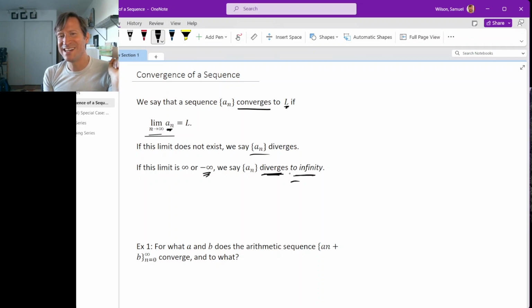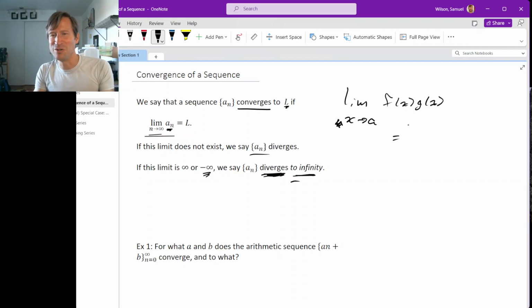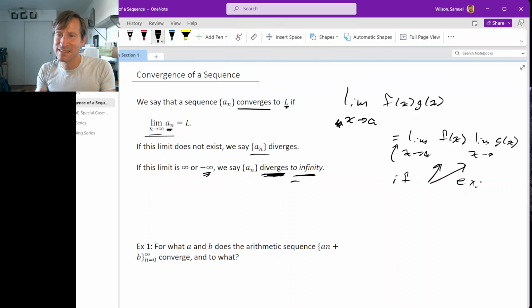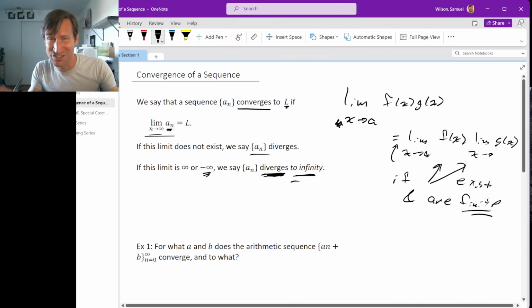The reason that going to infinity counts as diverging is because if you remember back to your limit laws, back when you learned about limits, one of our limit laws, just as an example, was the limit as x goes to a of f of x times g of x is equal to the limit as x goes to a of f of x times the limit as x goes to a of g of x. But this is only true if those two limits exist and are finite, right? So infinity doesn't give you the nice behavior that you would like from limits, and that's why we don't want to count the limit being infinity as converging.